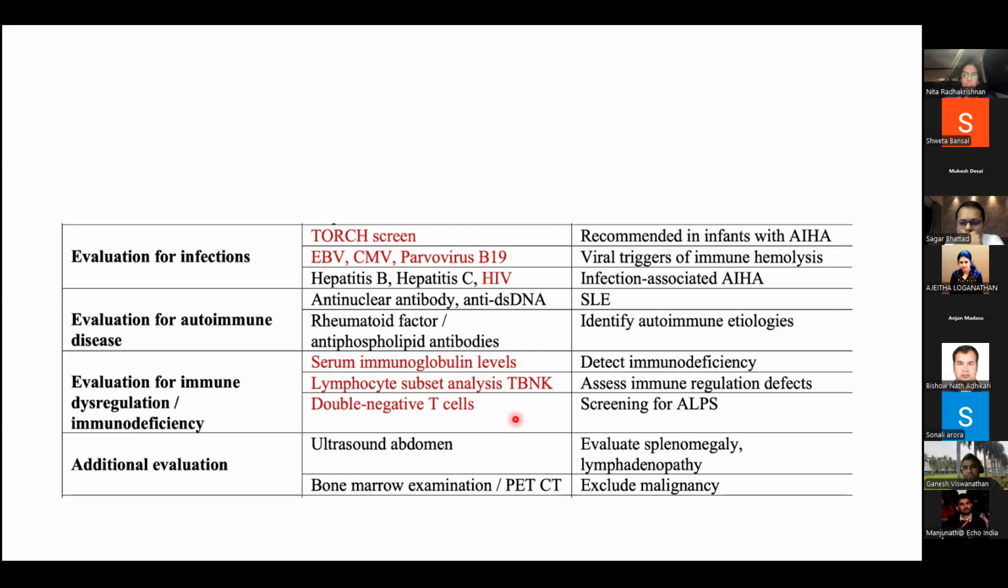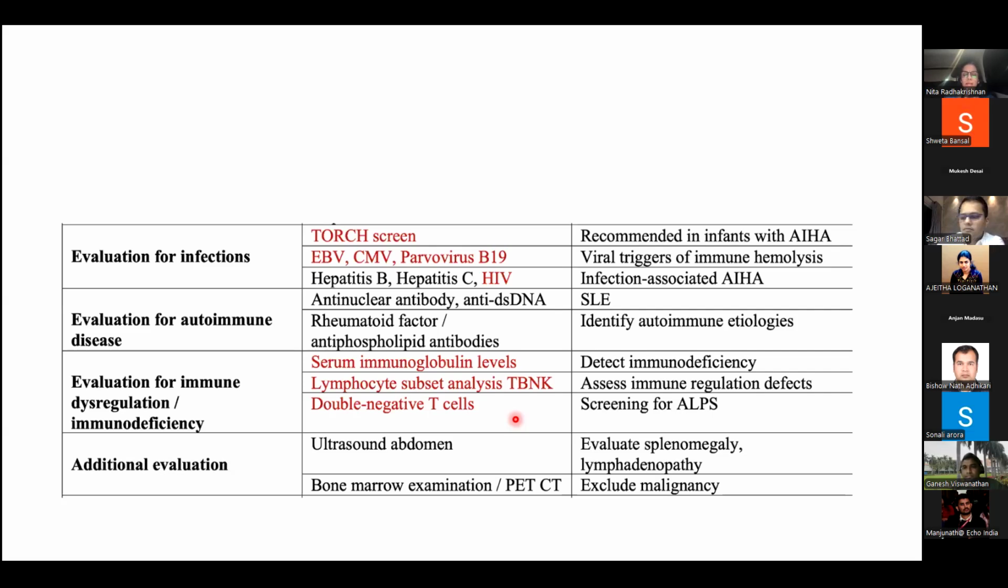This is in fact recommended in any patient who has chronic DCT positivity in warm AIHA scenarios. ALPS, with double negative T cells, should be ruled out. It is preferable to send these tests in patients who have chronic evidence of lymphoproliferation, that is more than 6 months, and DCT positivity. ALPS should be ruled out in that kind of scenario.